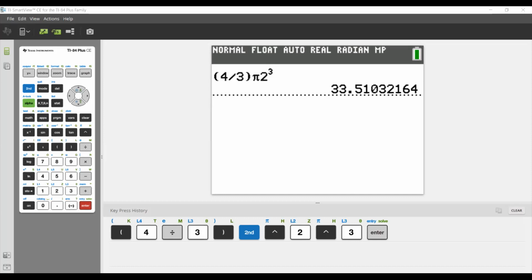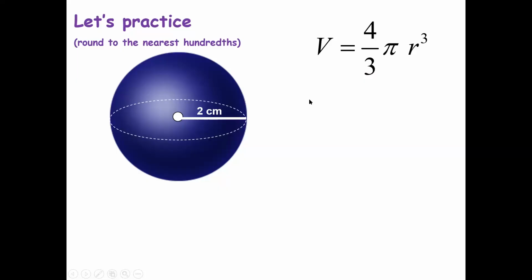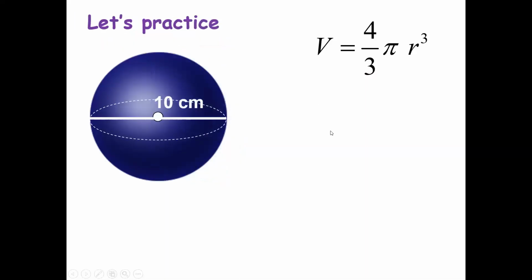Okay, let's try another sphere. All right, try this one. And I'm not going to say a single word. Okay, we'll look at the formula in the formula chart.